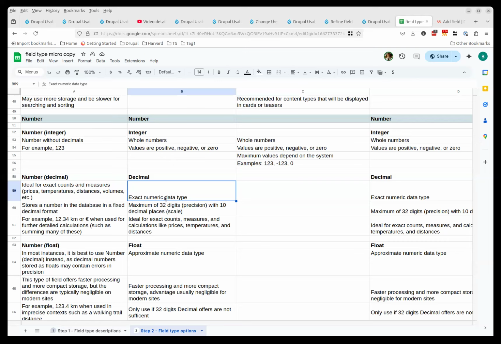And if you take a look, there's an exact numeric data type and an approximate numeric data type as a description and distinguisher between the two. Yeah, I sort of think of decimals and floats as being approximations to real physical quantities, which typically have unlimited precision. So I don't think of either one as being exact.